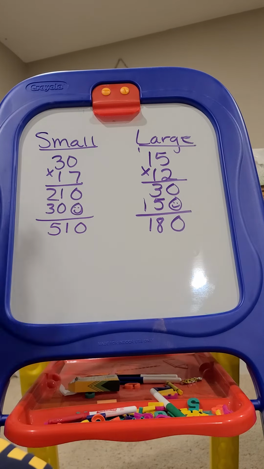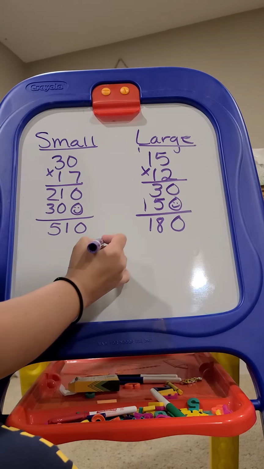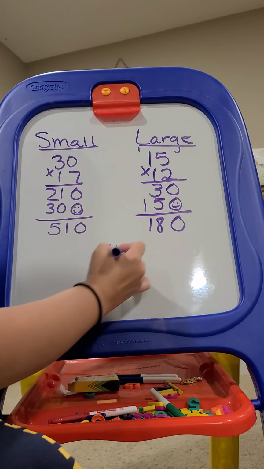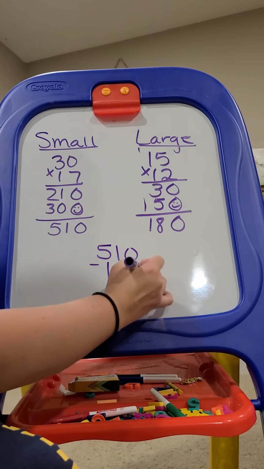So right now I have 510 small buttons and 180 large buttons, which makes it a lot easier now to figure out how many more small buttons than large buttons. When you're asking how much more or how much less, that's a comparison, so we're finding the difference between the two. And anytime you hear that word difference, it should go ding, ding, ding. That means I need to subtract. So we're going to take 510, and we're going to subtract 180.